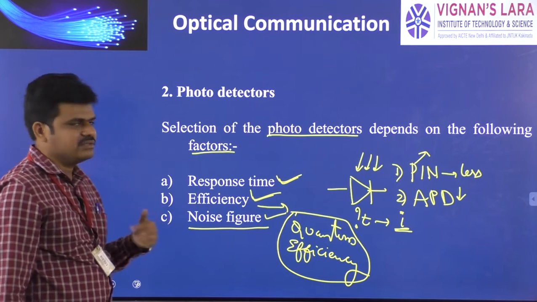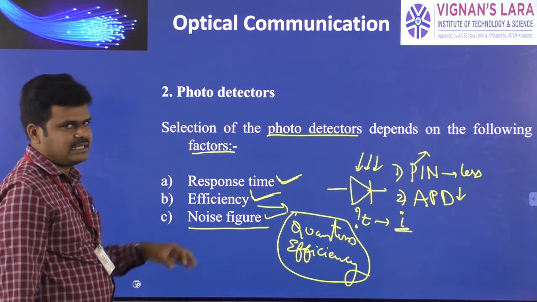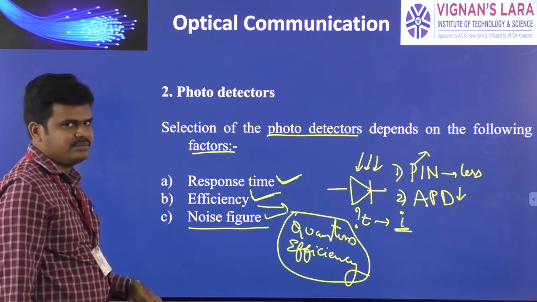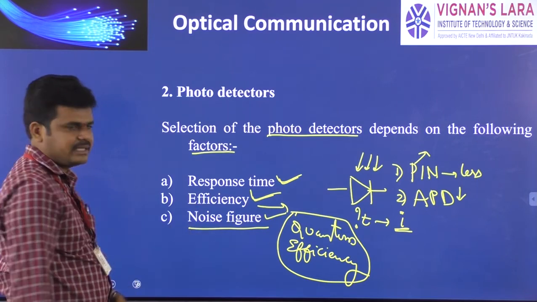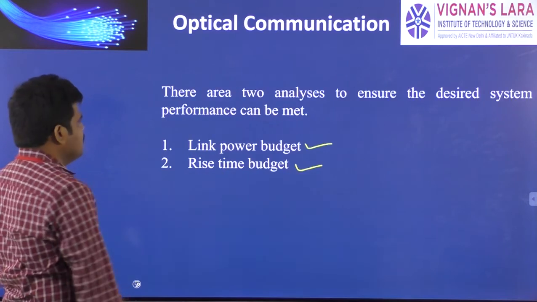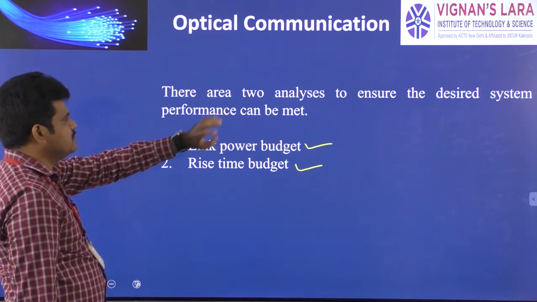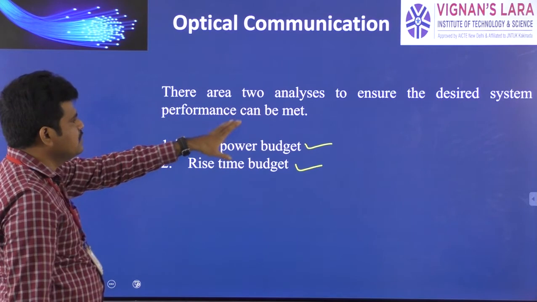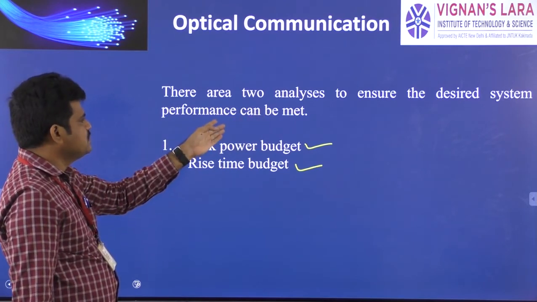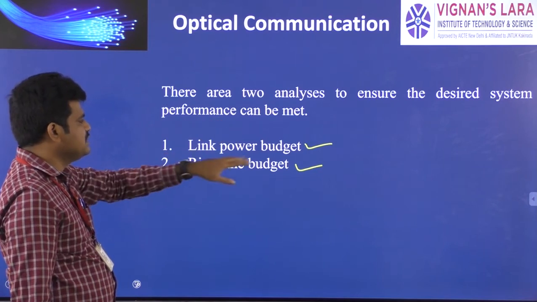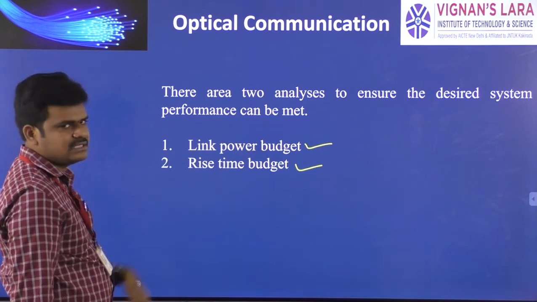What parameters do we consider in selecting the optical detector? One is response time. Second one, quantum efficiency. Third one, noise figure. The area. There are two analyses to ensure the desired system performance. One is link power budget. Second one is rise time budget.